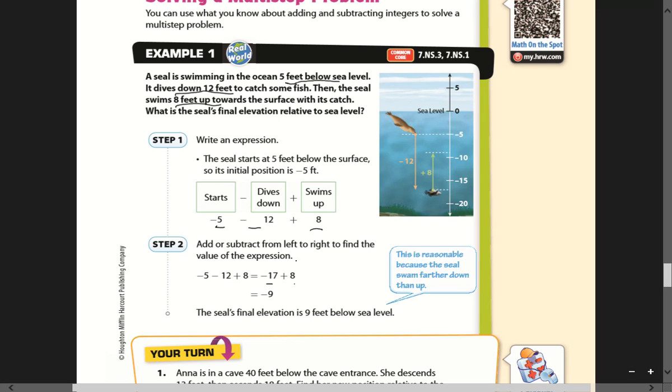Applying the rules in adding and subtracting, let's start from negative 5 minus 12. Negative 5 minus 12 is negative 17, plus 8 is negative 9. So the seal's final elevation is 9 feet below sea level.